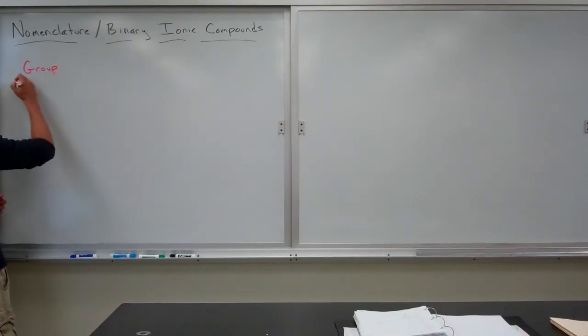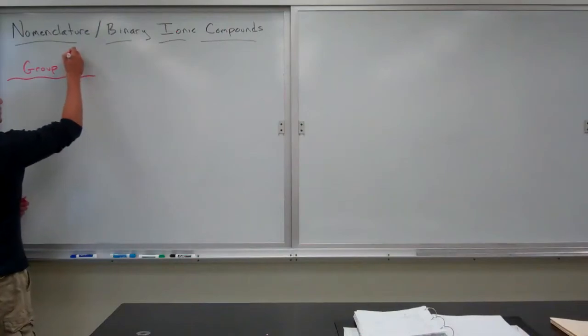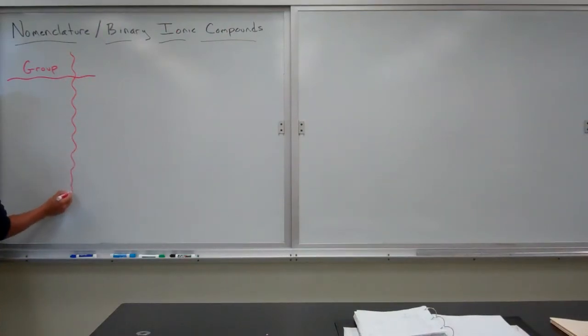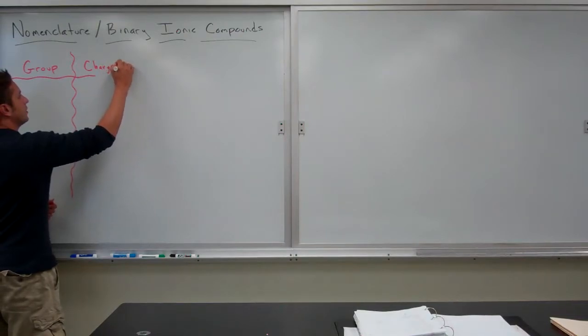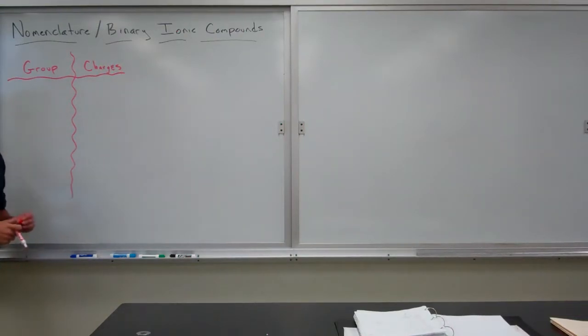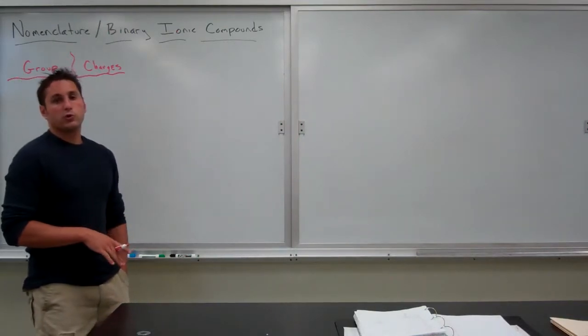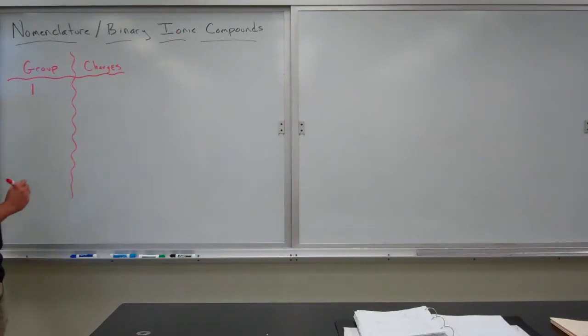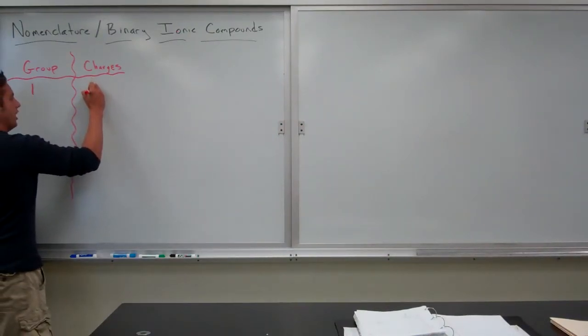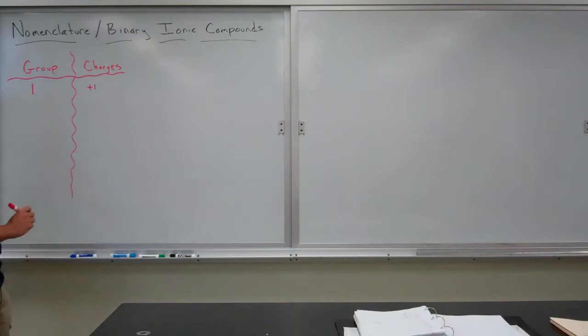Certain groups carry certain charges from the periodic table. Not every group has a universal charge, but there are many. For instance, group 1 always carries a charge of +1.